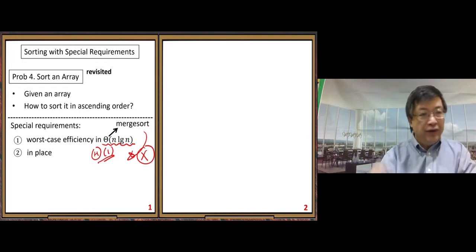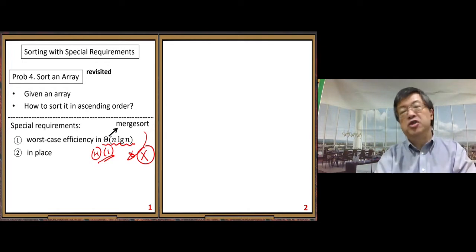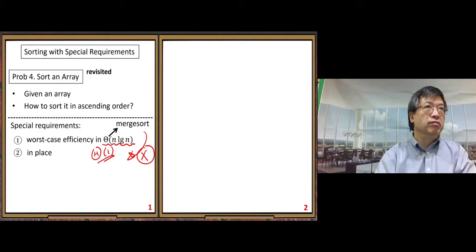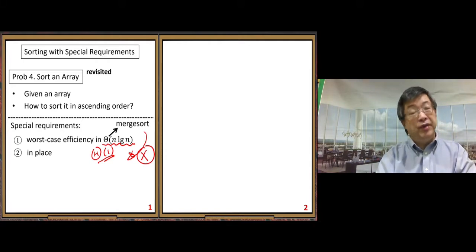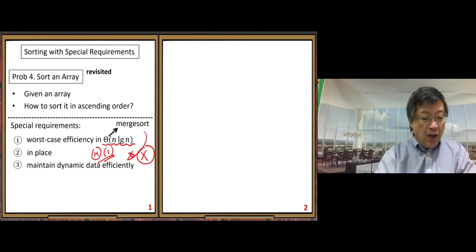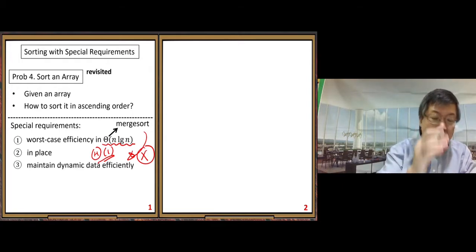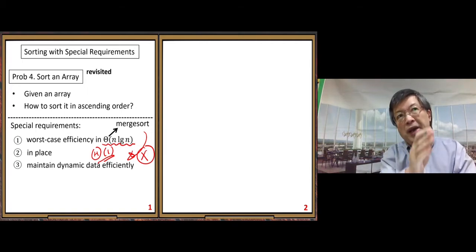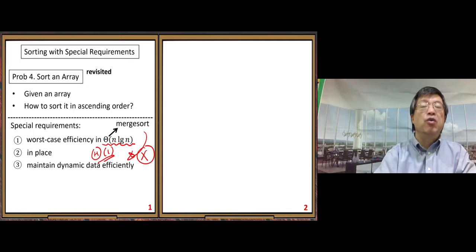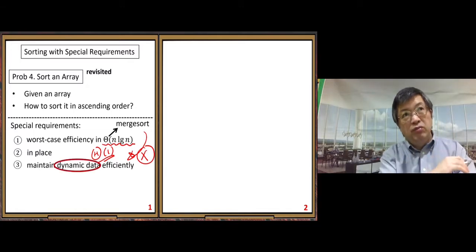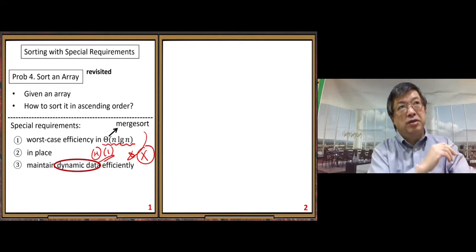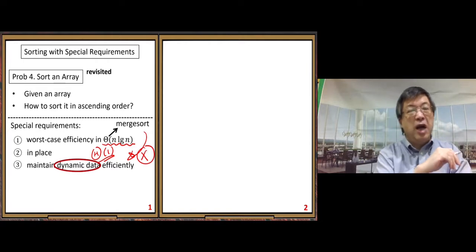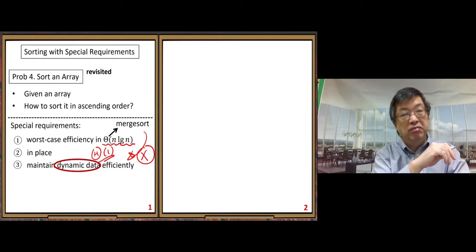All right, the third requirement, also another very special requirement. We haven't thought about this before. This is a new one. So what's that? Maintain dynamic data efficiently. Very special. Dynamic data efficiently. So what is the dynamic data? In some real world situations, this special case happens frequently.